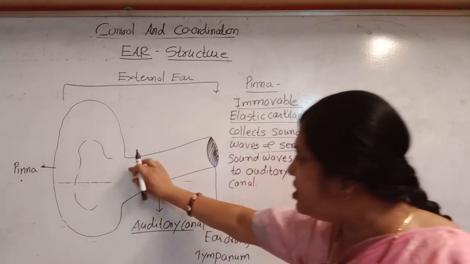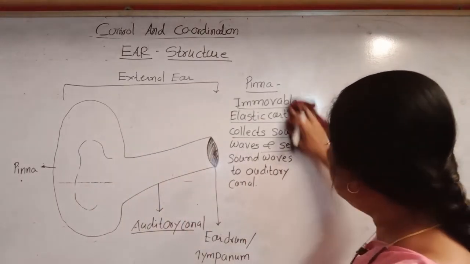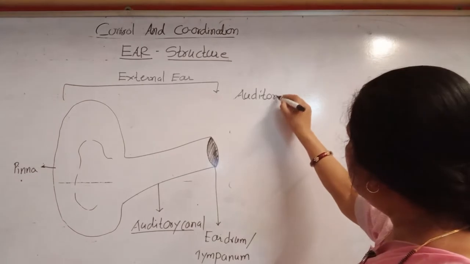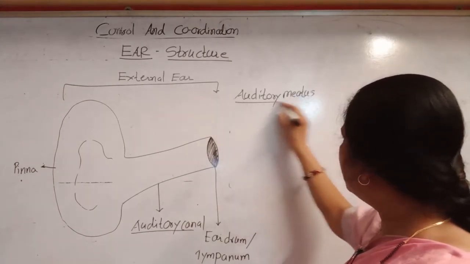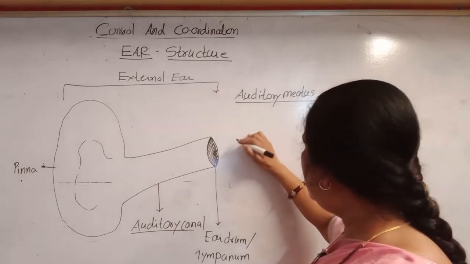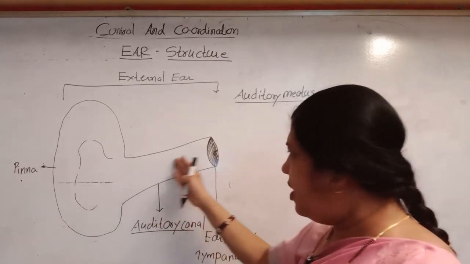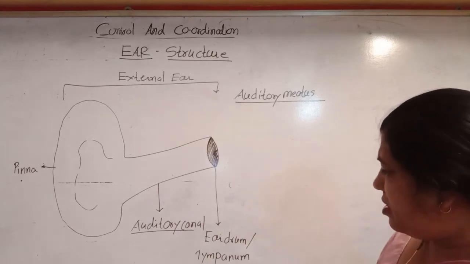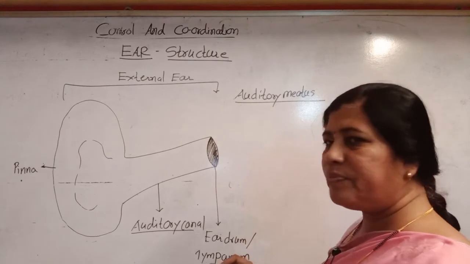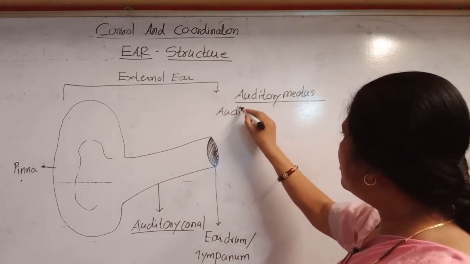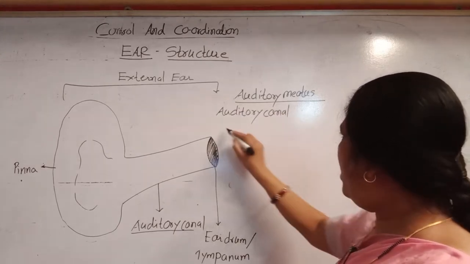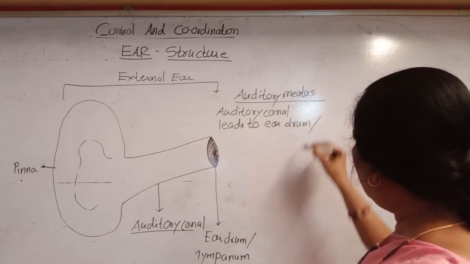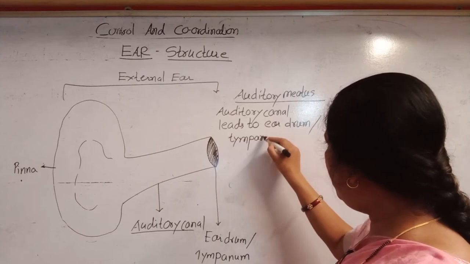Then the pinna leads to the auditory canal. So this is the auditory canal, the next part of the external ear. Auditory canal or auditory meatus. See, it is a long tube-like structure, and it leads to a membrane, that is the tympanic membrane or eardrum. The eardrum is also called the tympanic membrane.